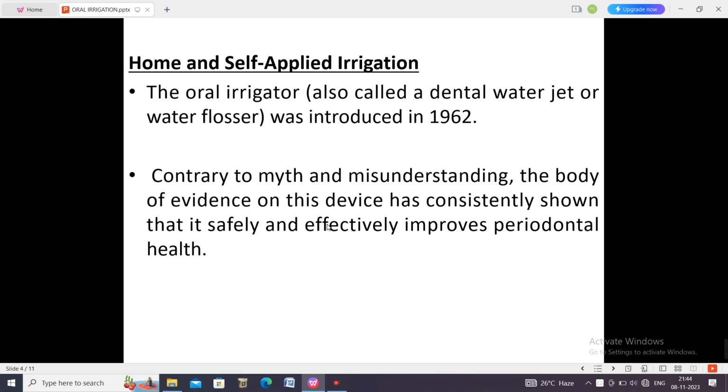Home and self-applied irrigation. The oral irrigator, also called a dental water jet or water flosser, was introduced in 1962. Contrary to myth and misunderstanding, the body of evidence on this device has consistently shown that it safely and effectively improves periodontal health.